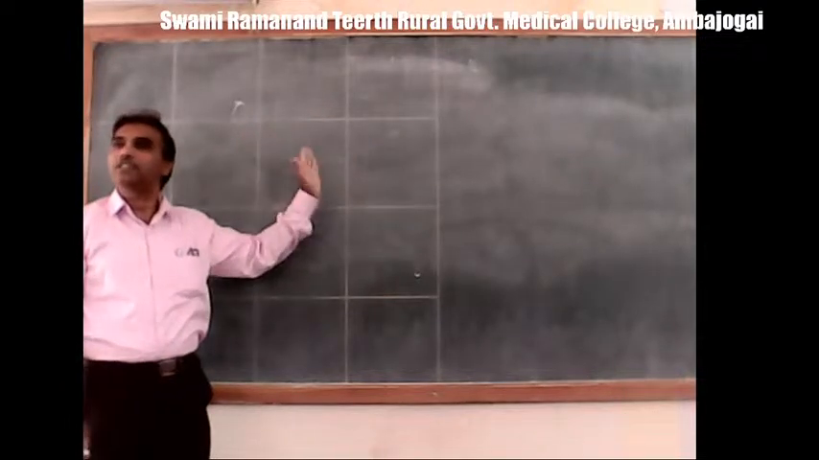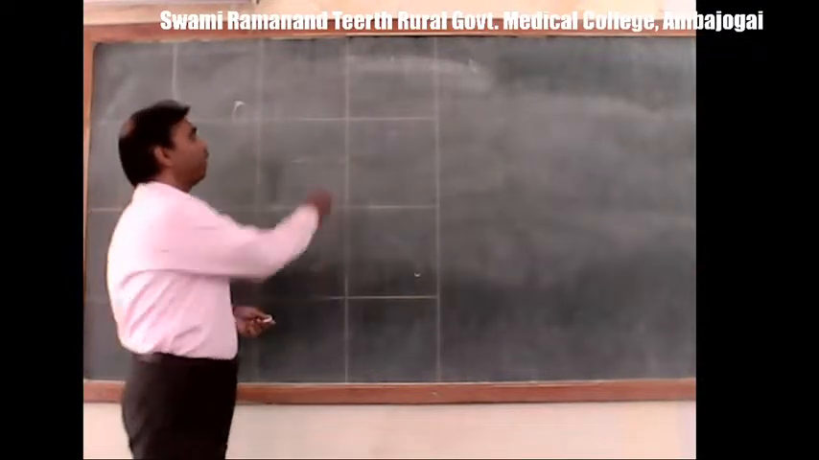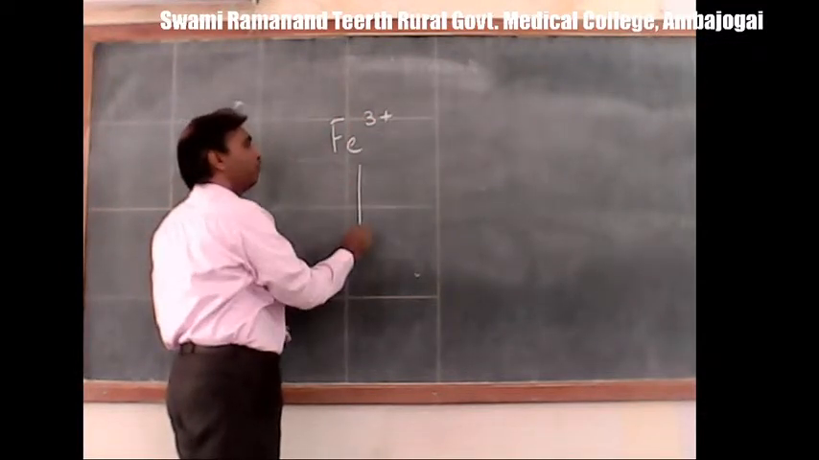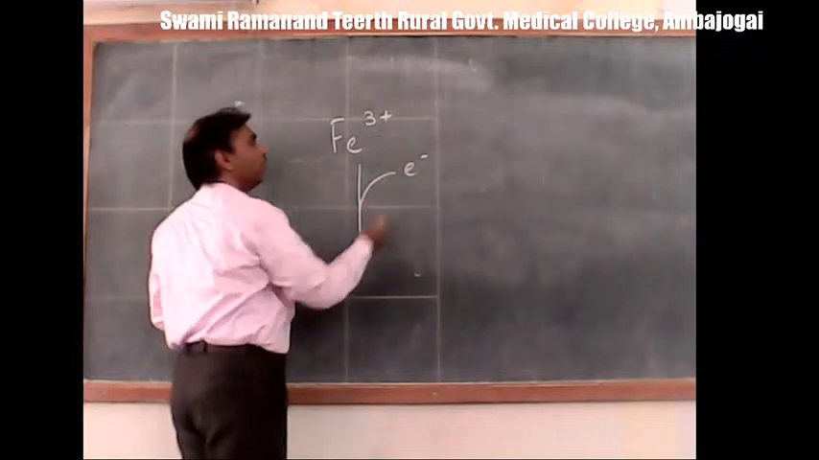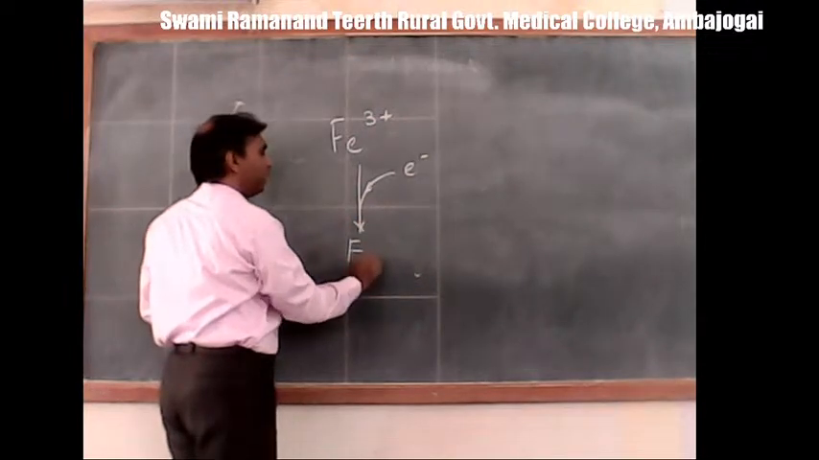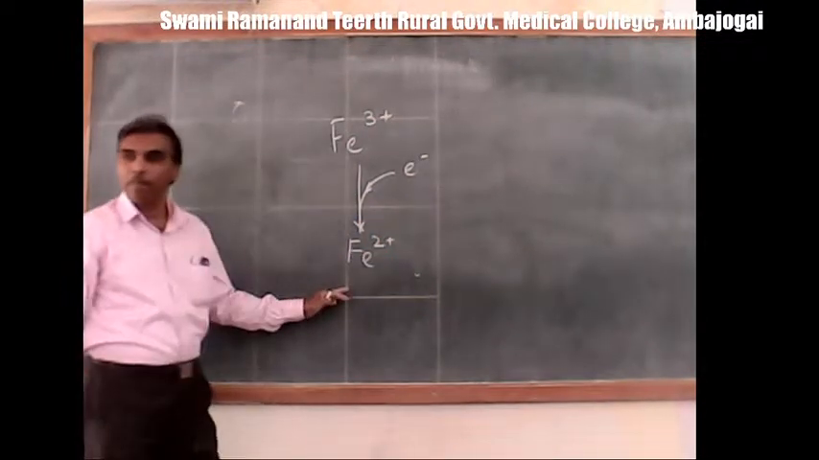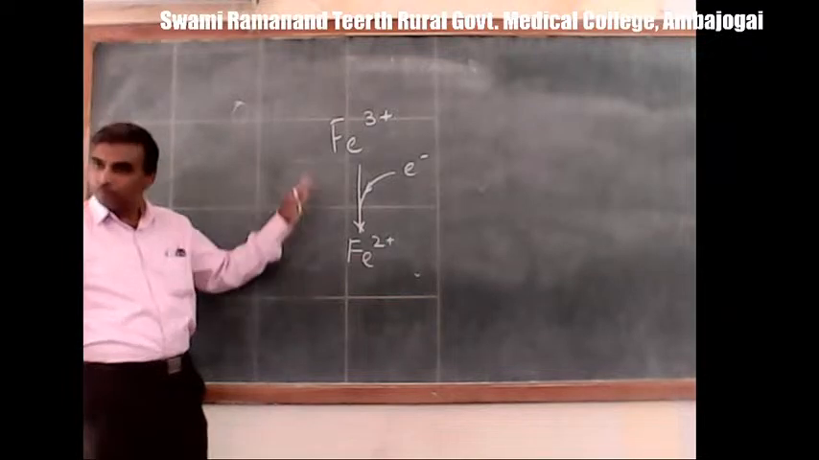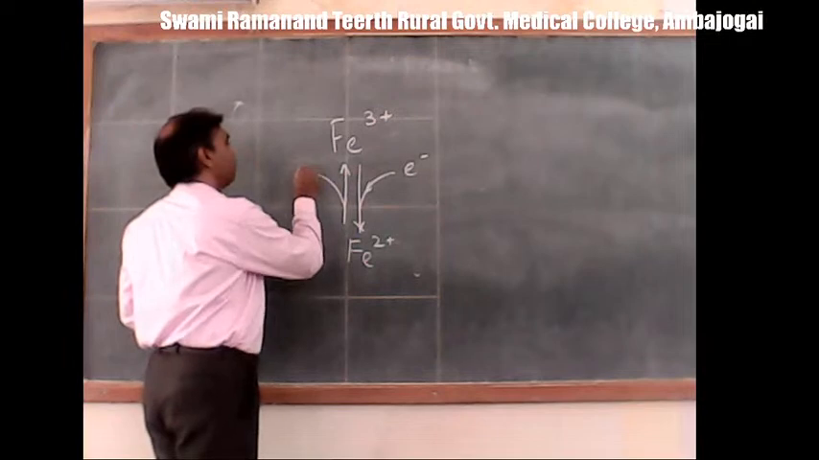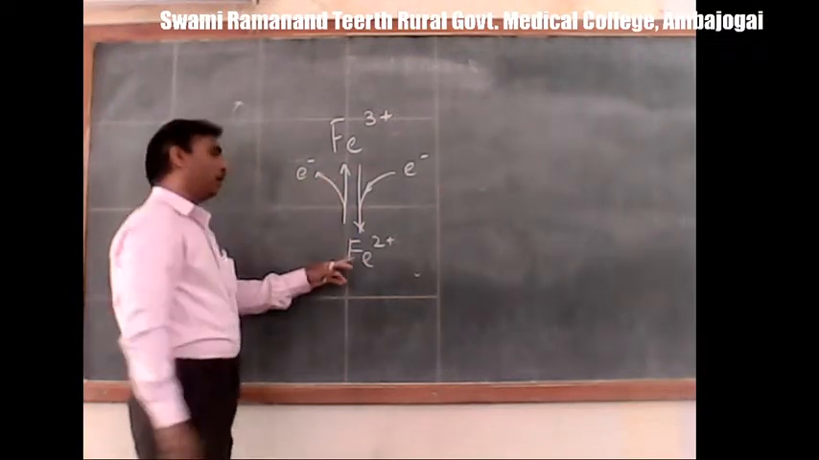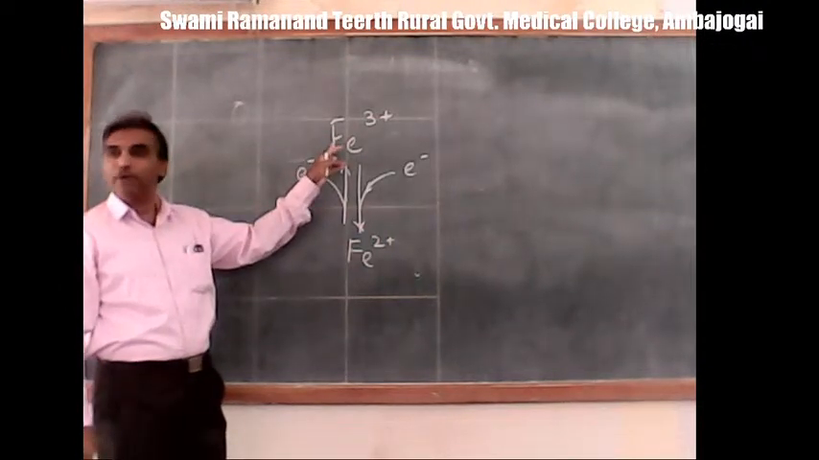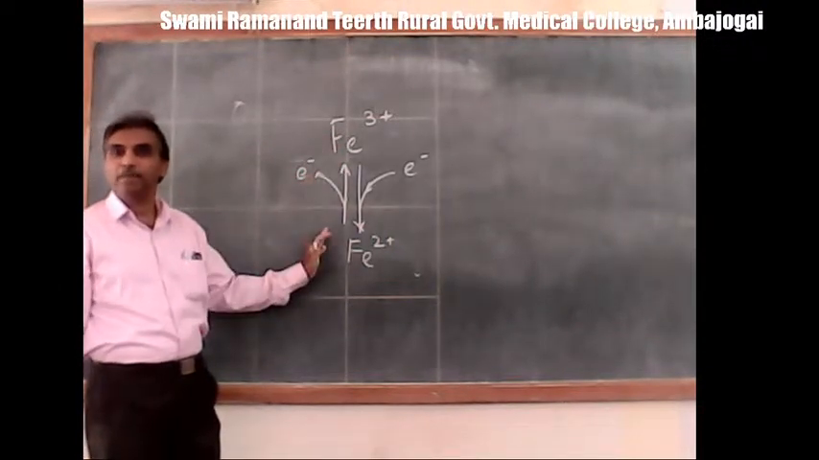So this is oxidation reduction reaction. For example, here it is ferric. If we add electron, it is converted into ferrous form. So this is reduction. Now ferrous, if it gives out electron, it comes into ferric form, this is oxidation.